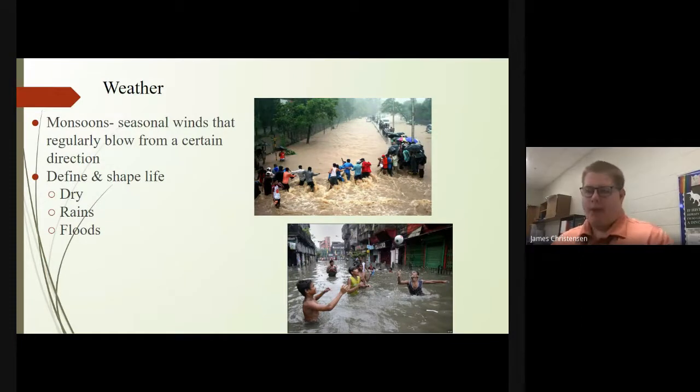Now, in terms of weather, here in the United States, we talk about hurricane season. At the time of this recording, we are currently still in hurricane season. In India, they do have hurricanes, but they are known as monsoons due to the direction of the wind. These are seasonal winds that regularly blow from a certain direction, and they define and shape life in India, whether that be due to the lack of rain, or way too much rain and flooding. As you can see from these images, it is quite common for the Indian subcontinent in some parts to flood. There are kids playing a game of would-be soccer, but I believe they are playing water polo at this point because of how high the water is.